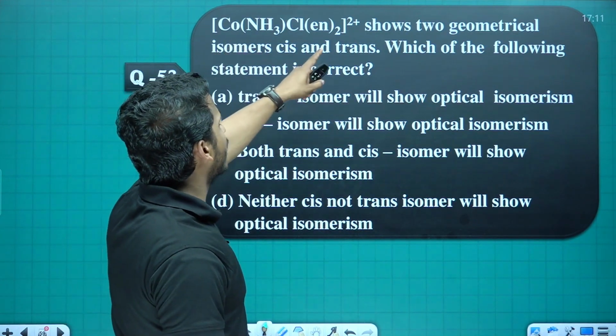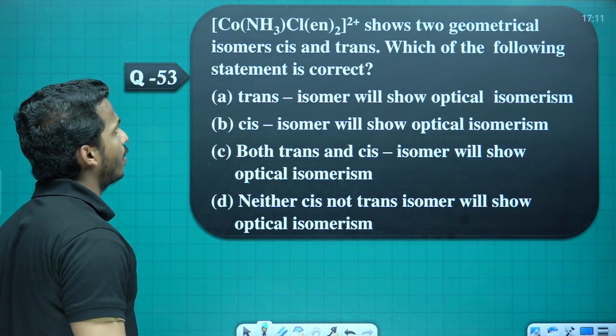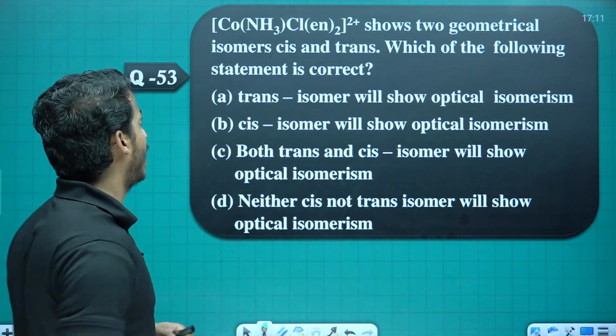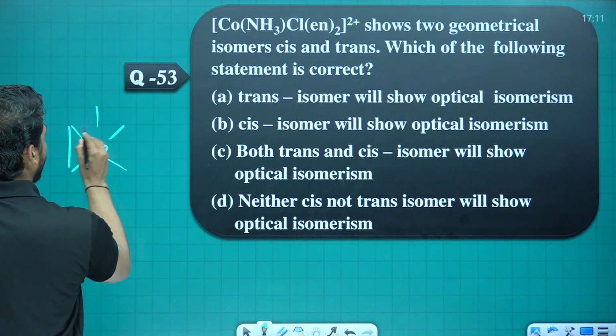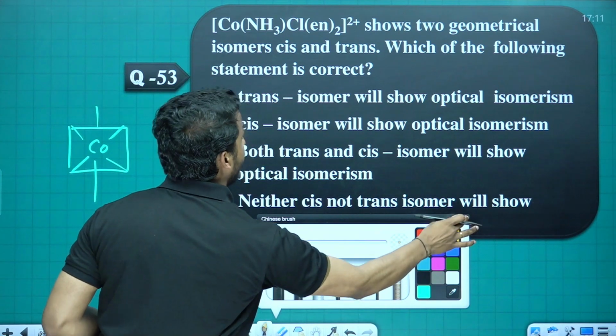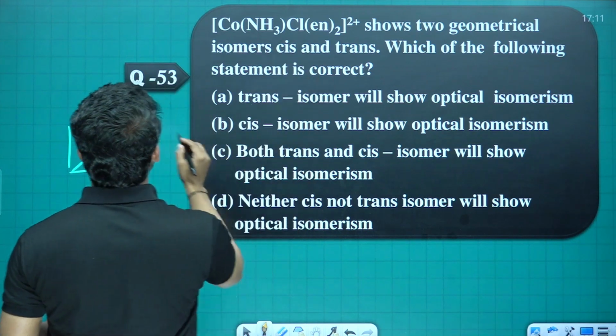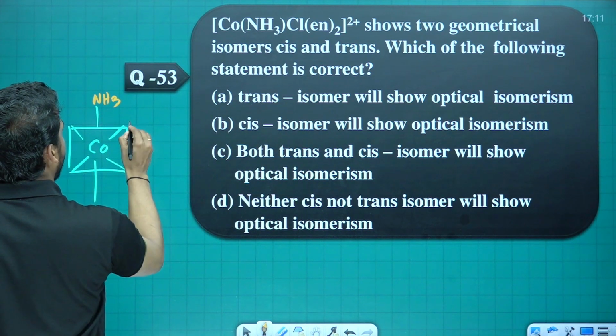Now, this complex shows 2 geometrical isomers, cis and trans. Let me draw the cis and trans isomer of this one, my dear. You know how to place it, cis isomer. Cis meaning NH3 and Cl. Okay, let me place it, NH3 and Cl.